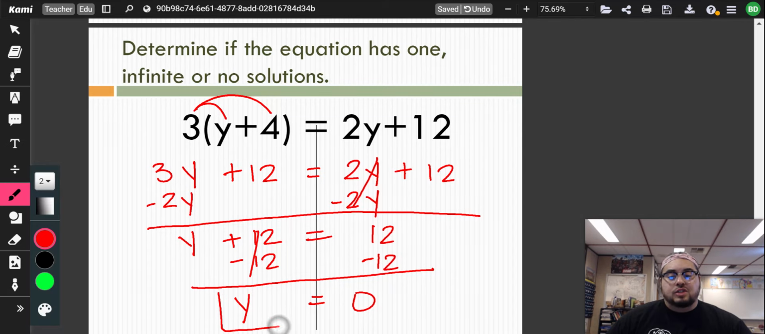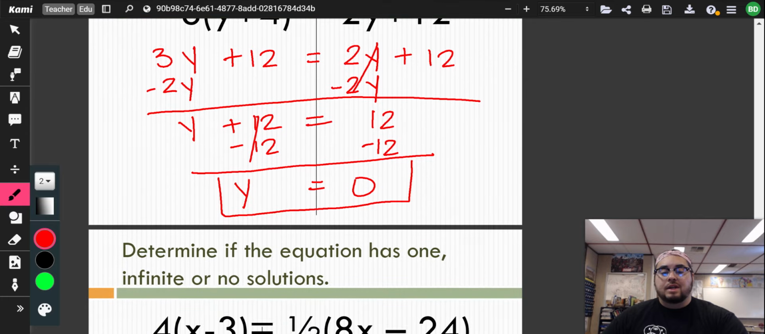Now again, students always feel like when they get 0 that they made a mistake, but 0 is a perfectly fine answer. What that means is that if I plug 0 into the original equations instead of y, that they'll be balanced. They'll be equal on both sides. That's all it means. 0 is a possibility. It doesn't mean you made a mistake. It's just a number that we don't often think about as being a solution. So 0 is perfectly fine as the answer.